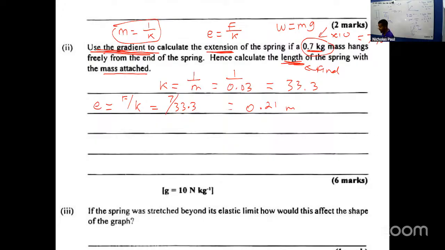Do you think that that's the final answer? No. That is the extension. So how do we get the final answer? Add it to the original length. What was the original length again? 0.24. So the final answer is the sum. That is the length of the spring.